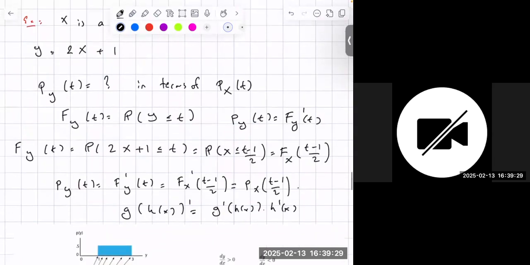Let me scroll up a little bit. And what is the derivative of (t minus 1)/2 in terms of t? Just half, exactly. So that's our answer now.